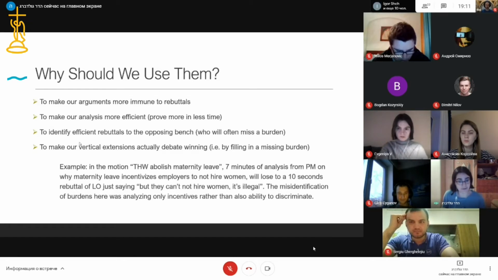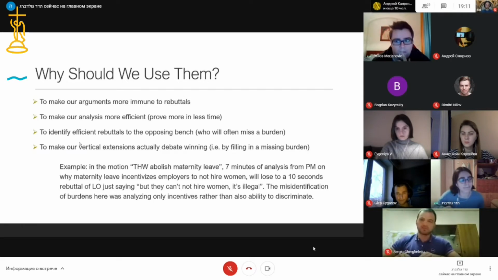Telling judges, our top half missed this crucial burden, we are going to fill it in, explains exactly why your extension is important. So in this case, if I were CG in this example, I would probably want to analyze why we aren't effective or can't be effective in enforcing anti-discrimination laws. And therefore, the only way is to abolish maternity leave.